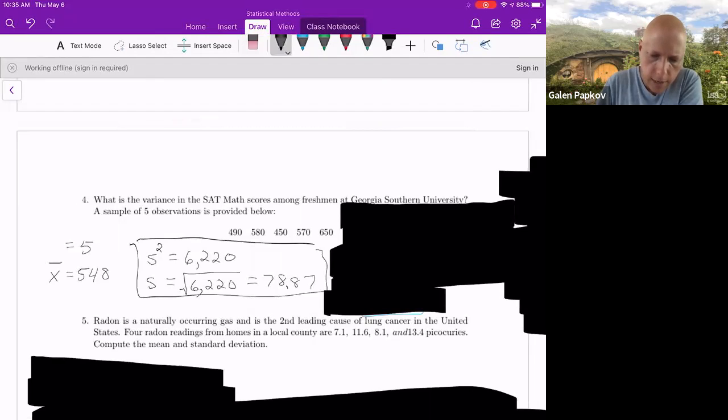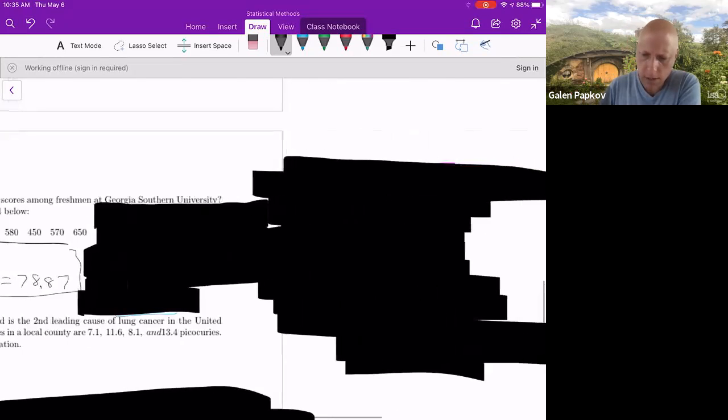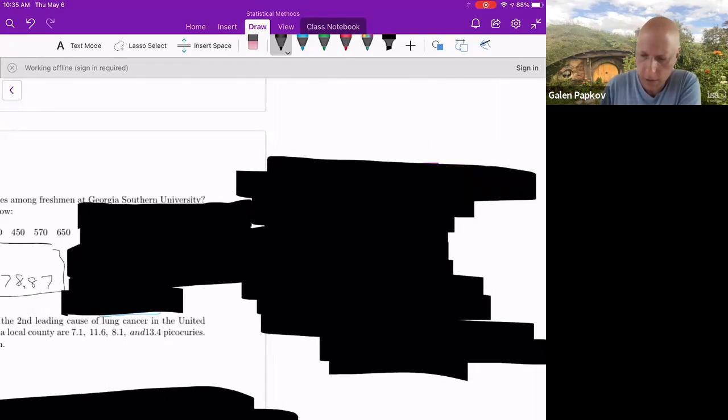So we've got n equals 5 observations. And when you calculate 490 plus 580 plus 450 plus 570 plus 650 divided by 5, you should get 548. Happens to come out to a nice integer value. It's not required, but it does in this case. And we're going to use that in order to confirm the variance and standard deviation that you see in the center there. And so those are the answers. How to get them? Well, let's do the common textbook formula first.